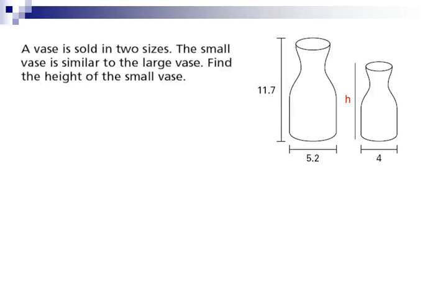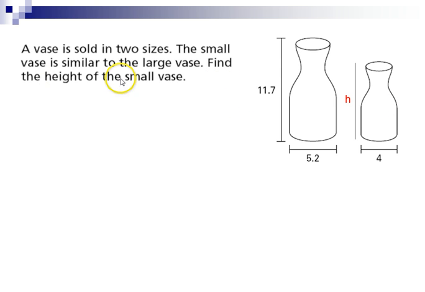All right, and a couple more examples that we have here. A vase is sold in two sizes. We have a smaller vase and a larger vase, and these two vases are similar, meaning that this one is exactly the same shape, I'm sorry, as this one. It's just bigger. It's a larger vase.